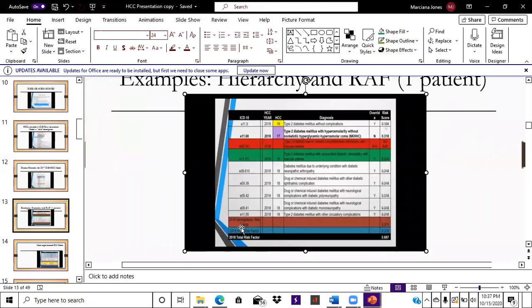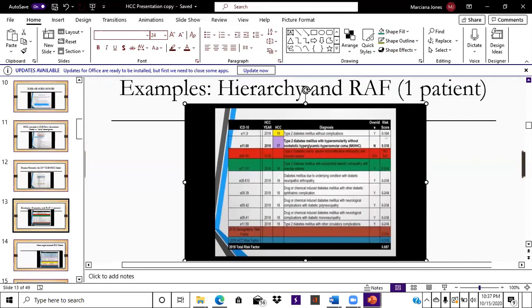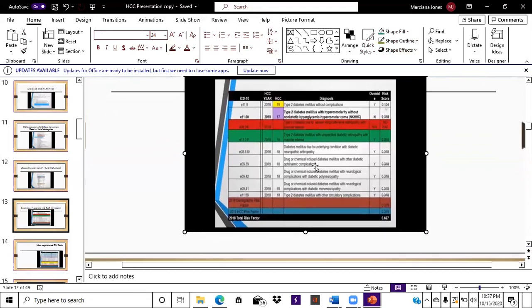You see at the bottom, where my cursor is, the 2018 demographic risk factor and the 2018 risk factor. This is one patient's information. I'm sorry, on this slide I did one patient. So here it is: your demographic risk factor and your total risk factor.